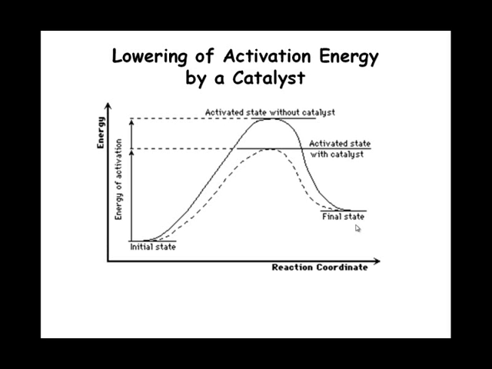Now, when a catalyst is utilized in a reaction, it literally takes that peak of the reaction that we saw in an earlier slide and it lowers it. Notice that the activated state without the catalyst is the solid sloped line, and then the dotted is the catalyzed energy reaction. And notice all it did was simply lower the hill there. Now an inhibitor would do the opposite. It would actually raise that above the activated state without the catalyst.